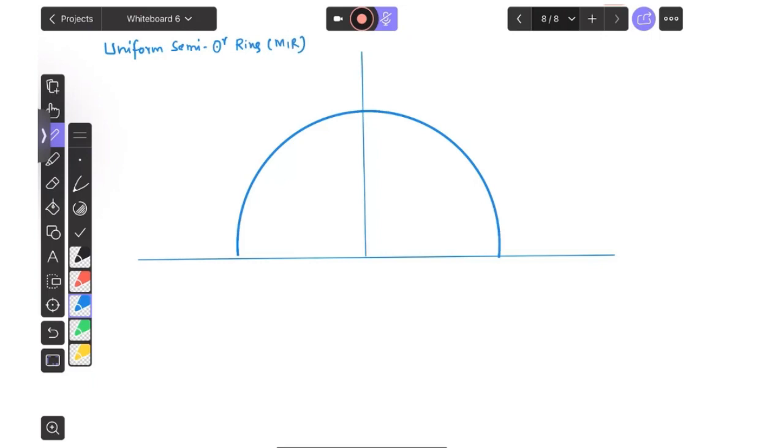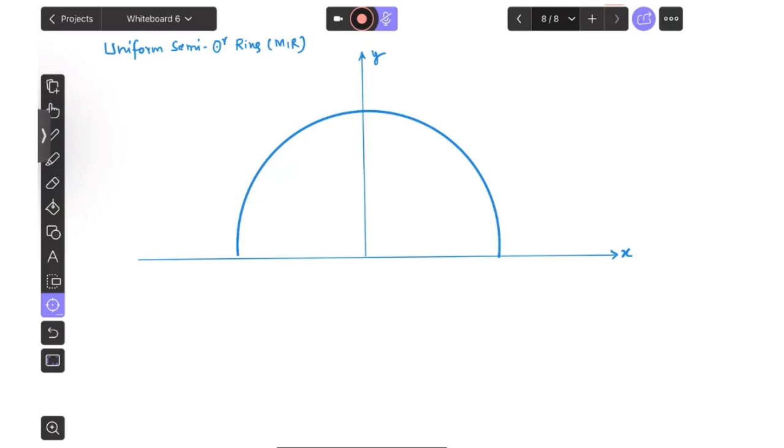Tell me, what kind of mass distribution we have got here? It is uniform. So where is the center of the mass going to lie? On the symmetric axis. If the center of mass is going to lie on the symmetric axis, anyone could tell which is the symmetric axis of this semicircular ring. Is it not going to be the y-axis? So the center of the mass is going to lie on the y-axis.